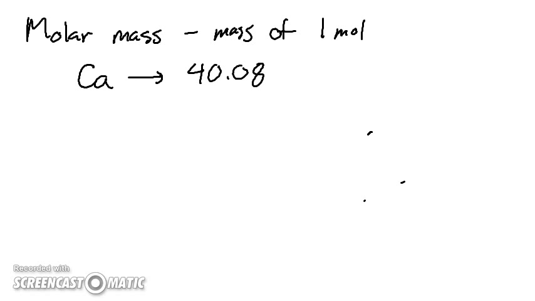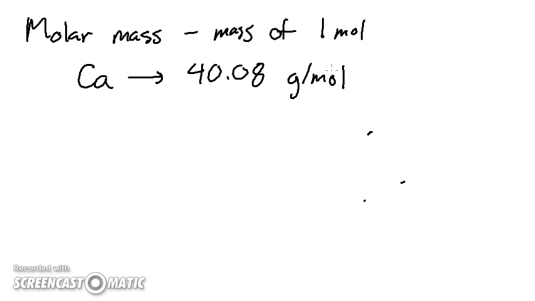But the molar mass is equivalent when it's given in grams. So the way that we would normally report this molar mass is 40.08 grams per mole. This is a way of saying that if we have 1 mole of calcium, we would have 40.08 grams of that material.